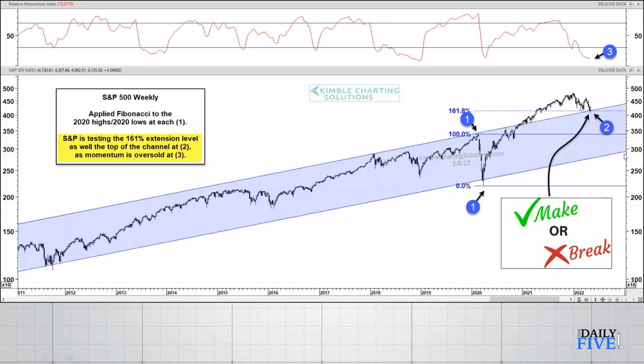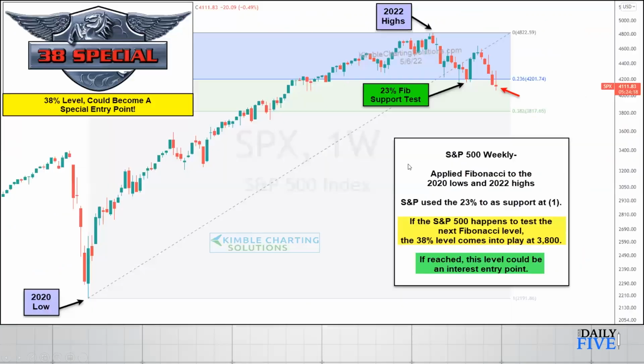The S&P really needs to hold here, folks. This is a 10-year rising channel. I applied the Fibonacci to the 2007 highs, 2009 lows. We're at the 161 level as weekly momentum is oversold. To me, this is a make or break price point with the S&P. If it can't hold here and somebody says, oh, this is a head and shoulder top and that's the neckline. If it doesn't hold here, despite being oversold, you could see a pretty large sell-off.